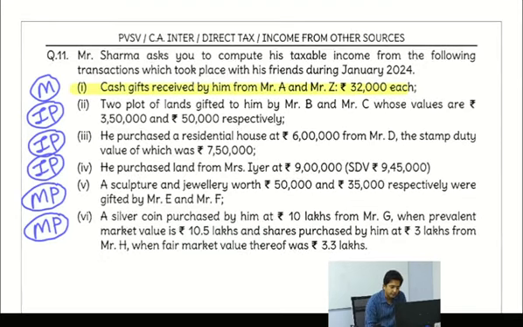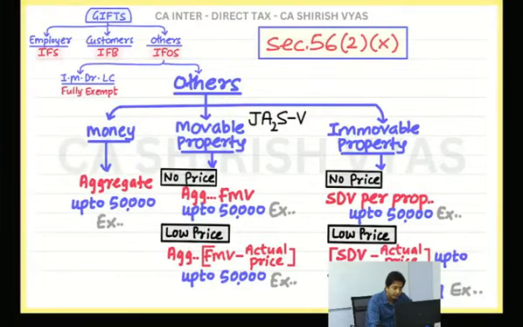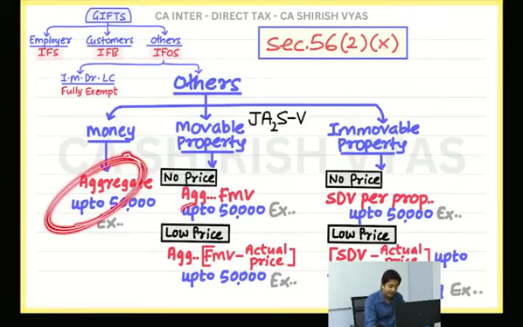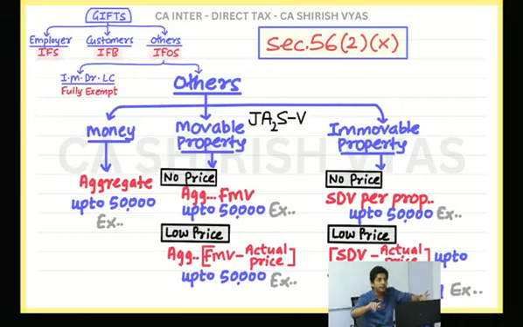Next point is sculpture. Jewelry, movable property. But wait, in movable property, we will go point wise or aggregate wise? Here there is a culture of aggregation. And wait, in aggregation also what did I explain? Money aggregation is separate. And aggregation of no price is separate. Aggregation of low price is separate.